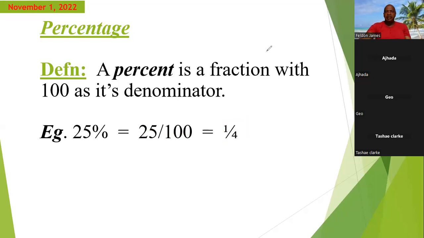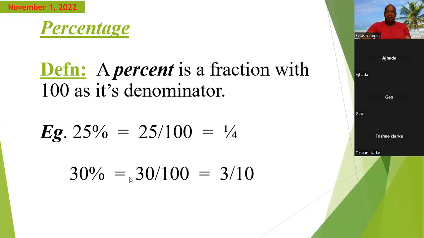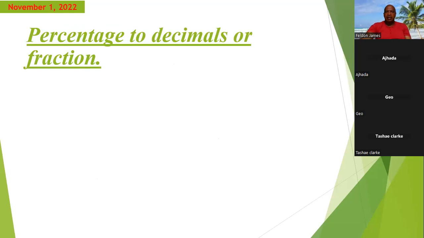Everybody should be able to see that so far. Likewise, 30% is simply 30 over 100. If you cancel it down by the highest number that can go into both of them, in this case we can use 10. 10 into 30 goes 3 times, and 10 into 100 goes 10 times. So the percentage cancelled down to a simple fraction would be 3 over 10. Any questions so far, guys? Everybody's following? Yes, sir.